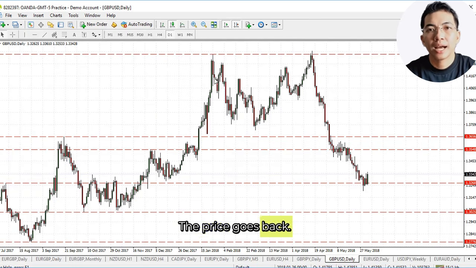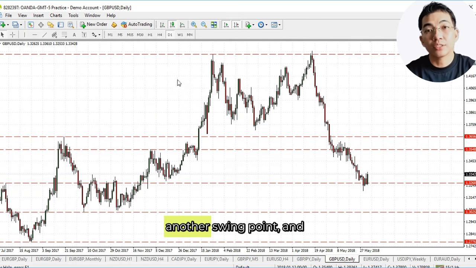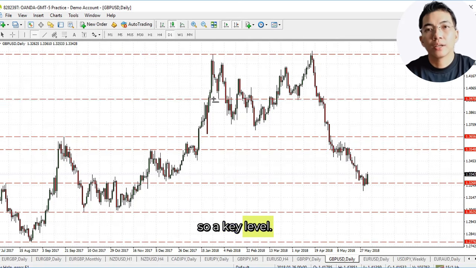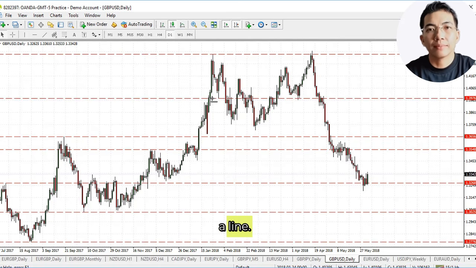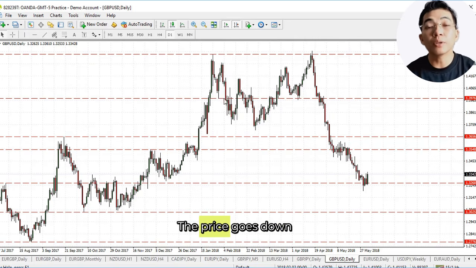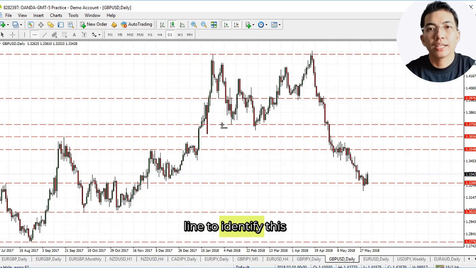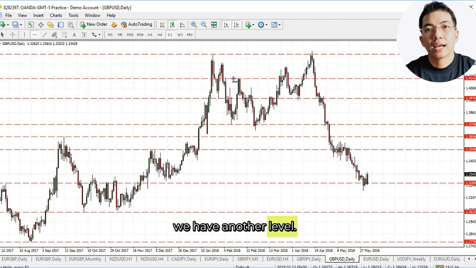The price goes back, we can identify here another swing point and so a key level. I'm going to draw a line. Then it goes back, but it is pretty much on this line, so I'm not going to draw another one. The price goes down until here then, so I will draw another line to identify this key level. The price goes up again until here and we have another level.